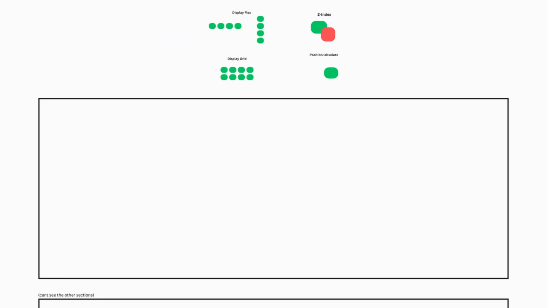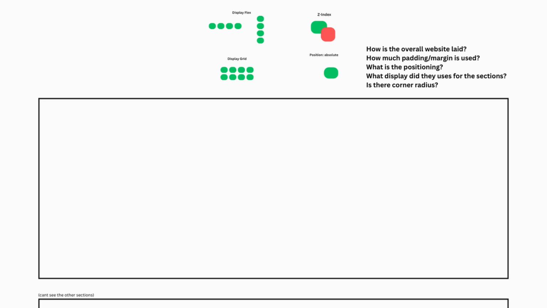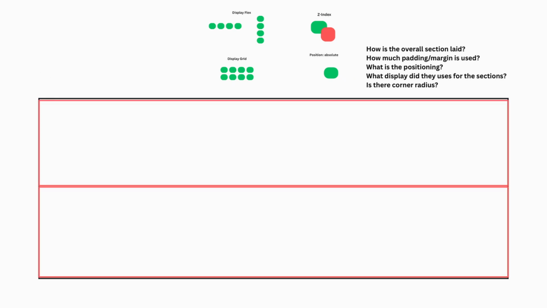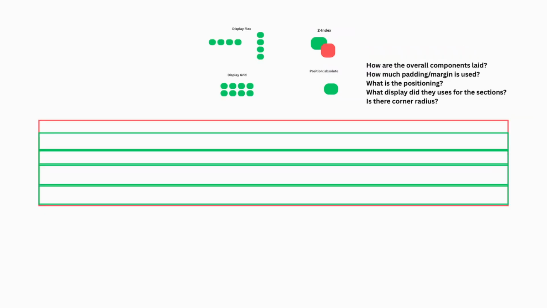First, zoom out. How is the overall website laid out? How much padding did they use? What is the positioning? What display did they use for the sections? Or is there any corner radius? Then dive deeper. Go to one section, ask yourself the same few questions, mix and match again. Then go even deeper. Go to each component, ask yourself the same few questions again, and mix and match with the foundations that you learned just now.